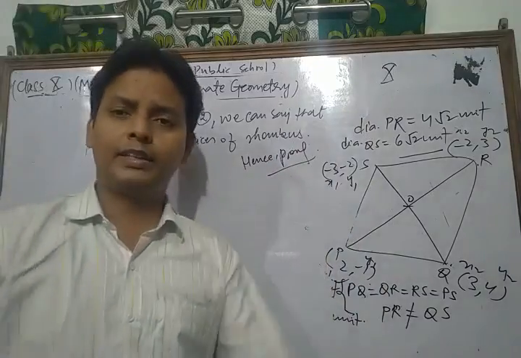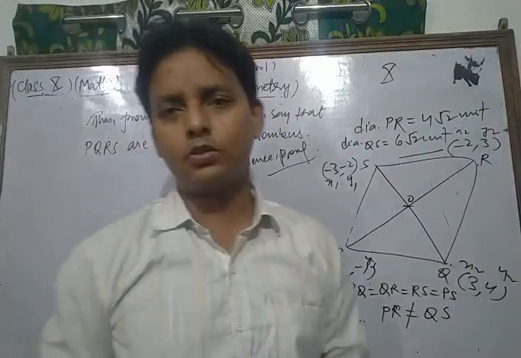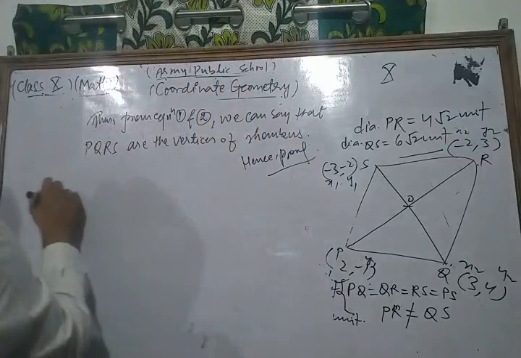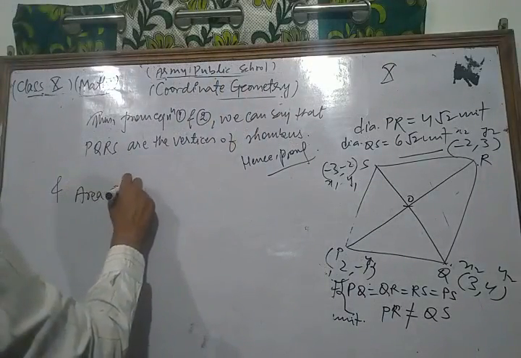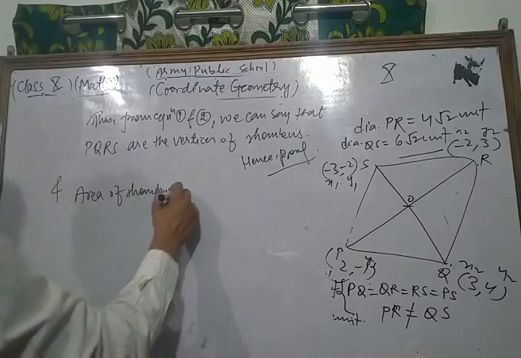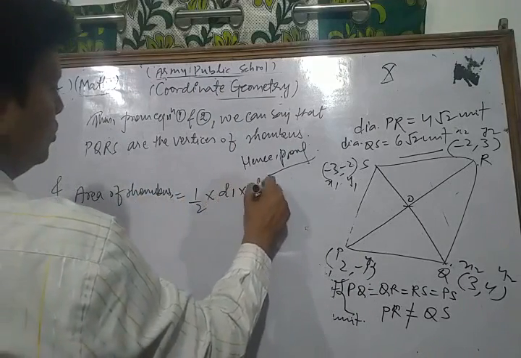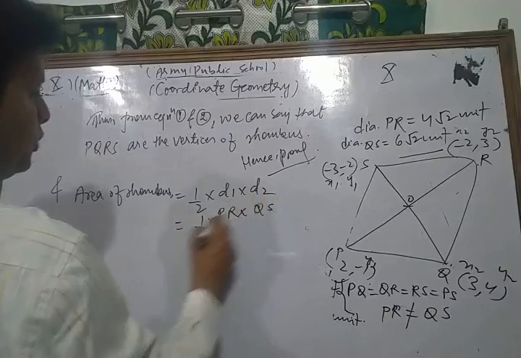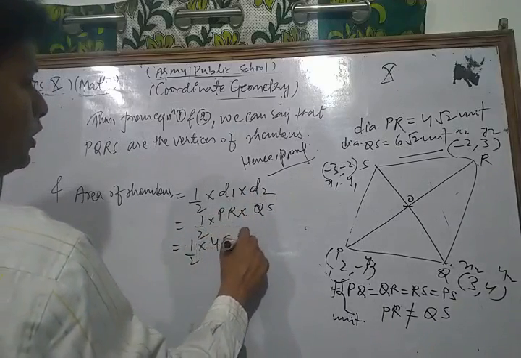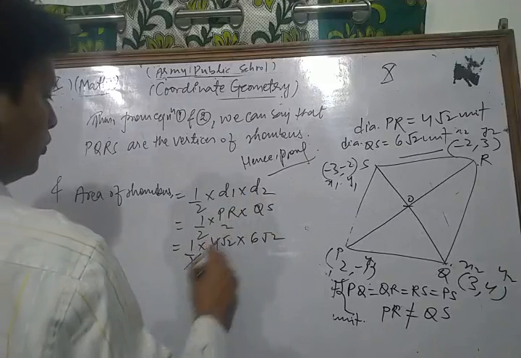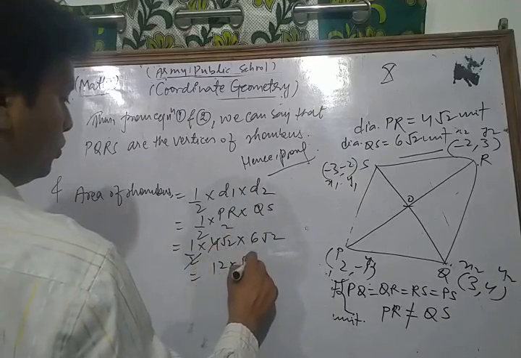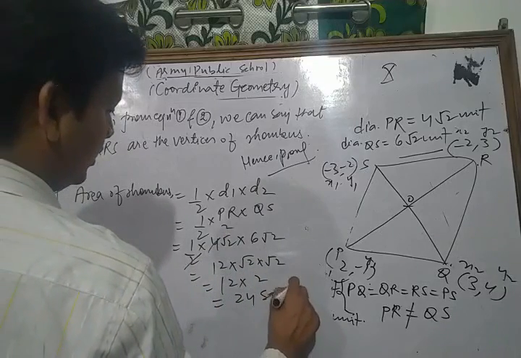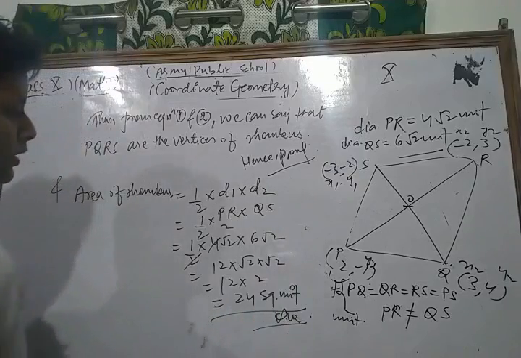Now we also find the area of the rhombus. What is the formula to find the area of a rhombus, dear students? The area of a rhombus is 1/2 d1 into d2, the product of its diagonals. So 1/2 into diagonal PR into diagonal QS, that is 1/2 into 4 under root 2 into 6 under root 2. 2 fours are 8, 2 sixes are 12, and under root 2 into under root 2 is 2, so 12 into 2 is 24 square unit. This is the required solution of the given question.